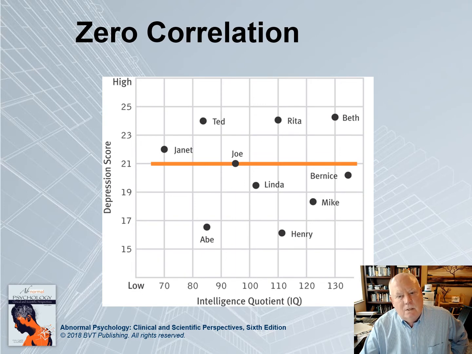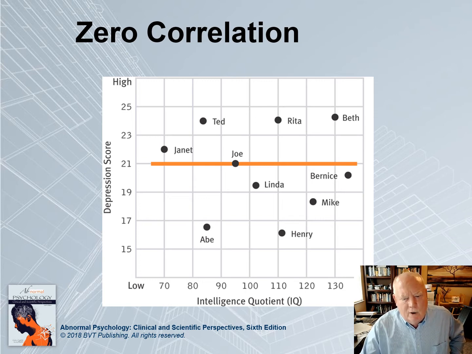This is a zero correlation. In the scatter plot, the dots are completely random all over the place. The horizontal line there and the lines that you saw in the previous scatter plots are the regression lines that can be used to predict things. When there's no relationship between the variables, the horizontal line will typically be at the mean score for the y variable, in this case depression.